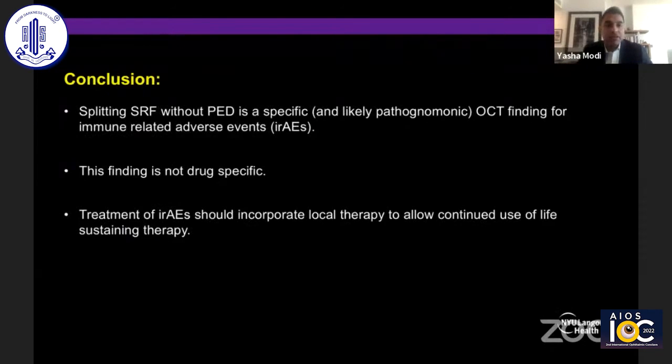So this splitting of the subretinal fluid without a pigment epithelial detachment is specific and potentially pathognomonic for an immune-related adverse event. And this finding is not specific to a particular drug. And I believe that treatment of these immune-related adverse events should incorporate local therapy to allow continued life-sustaining treatment.